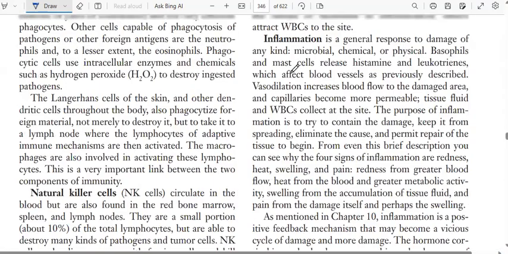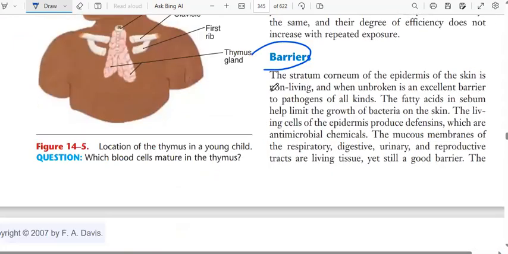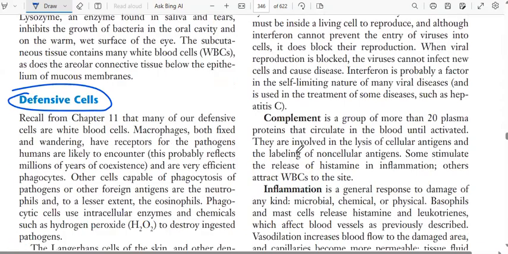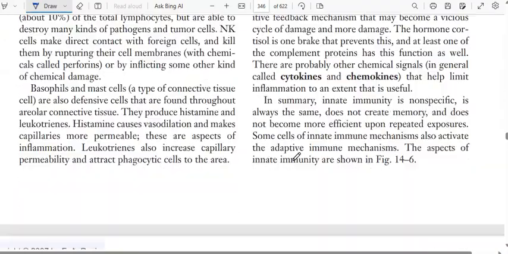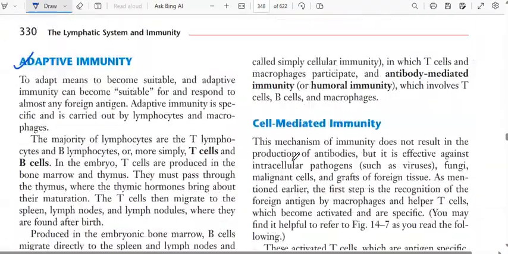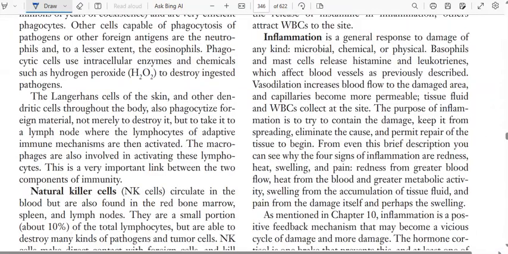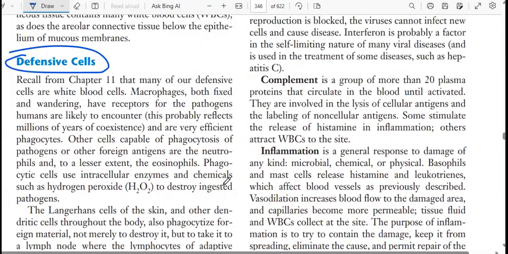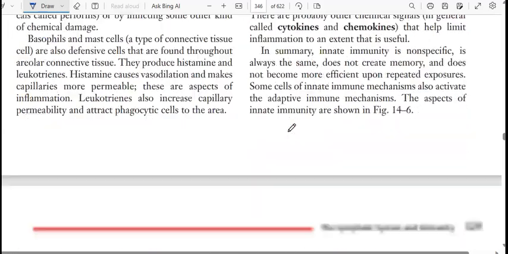In innate immunity, we have barriers which will protect us, and defensive cell protection. For defense we have different types, like chemical defense, and natural killer cells. And inflammation and complement, all these are due to the defense cells.